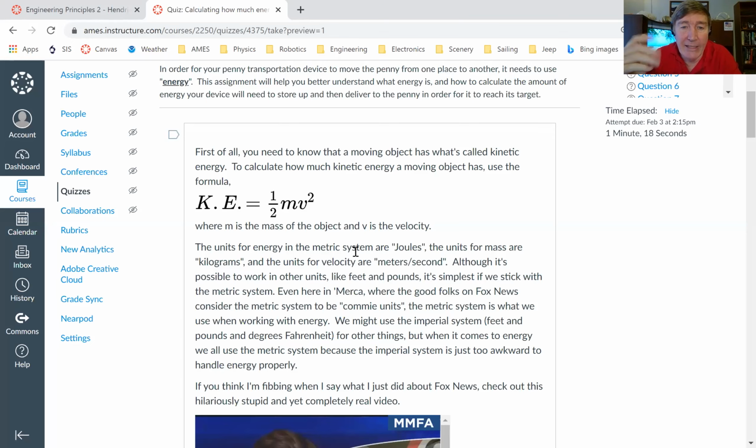All right, and so I gave you this, and I talked about the units for energy being joules if you are using the metric system.